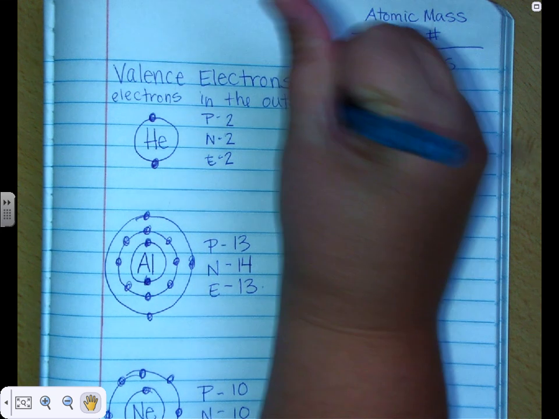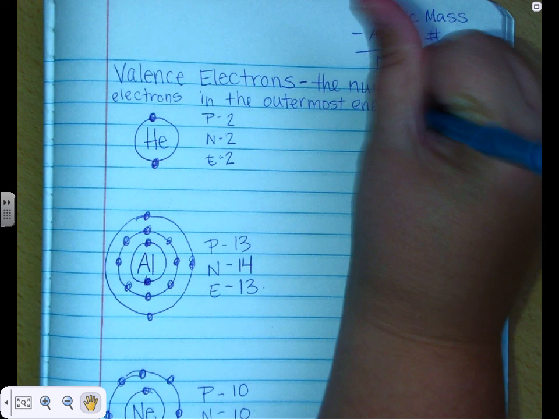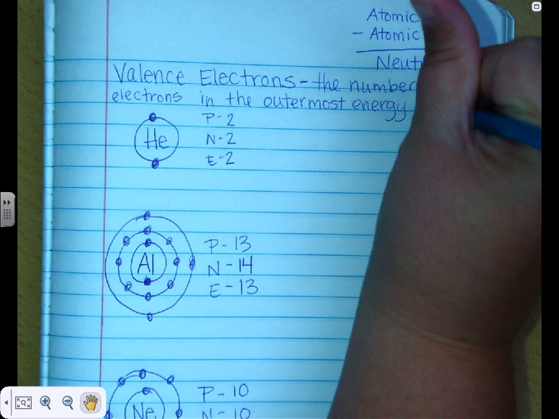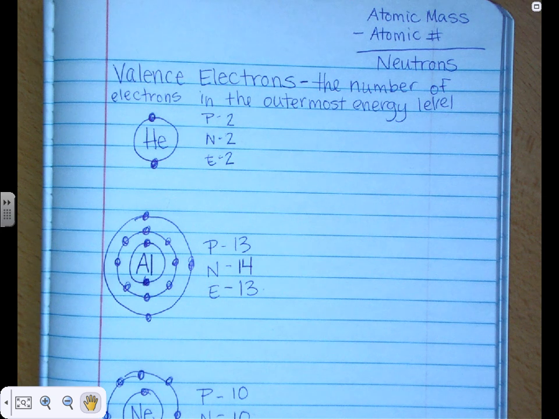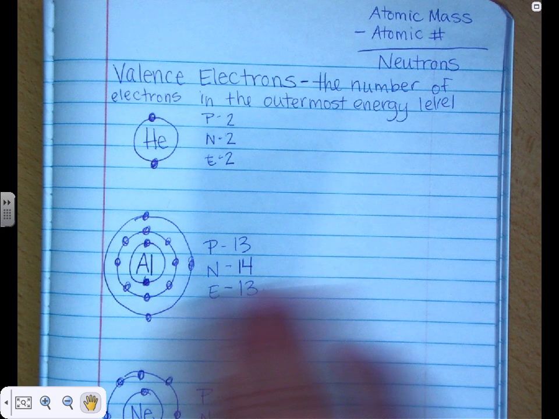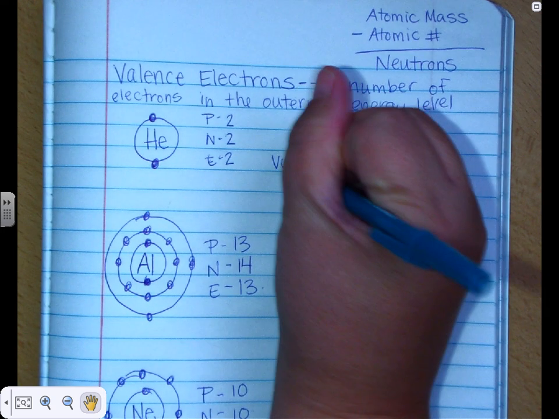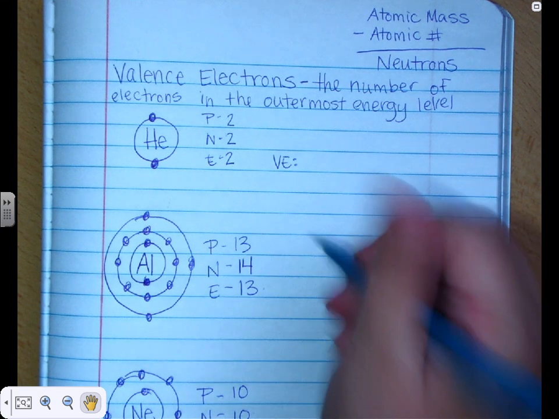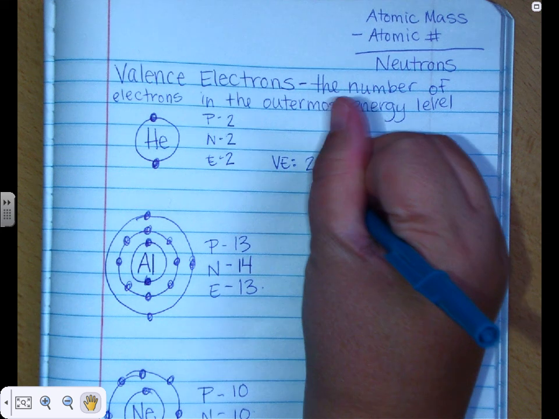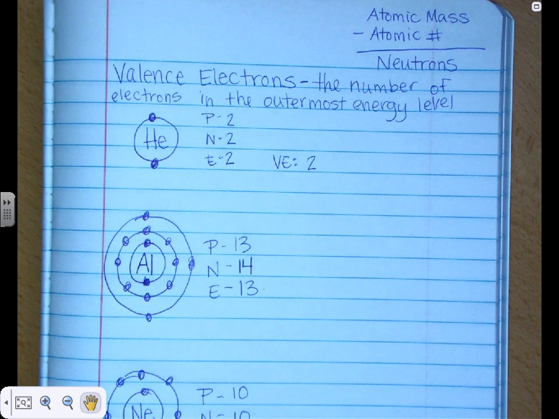I'll give you guys a second to write that down. Okay, so if the definition for valence electron is the number of electrons in the outermost energy level, how many valence electrons does helium have? 2. Okay, so helium has 2 valence electrons because how many energy levels does helium actually have? 1. So obviously it's the outermost energy level.